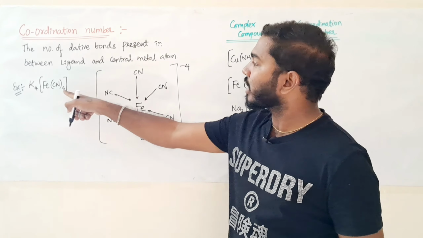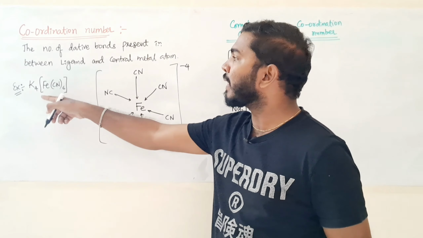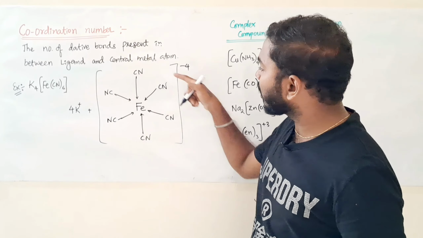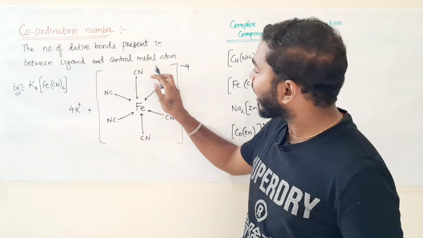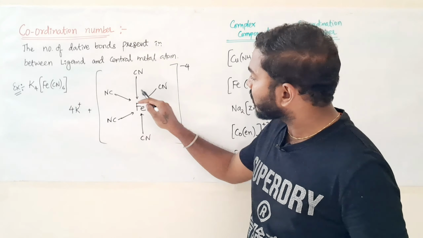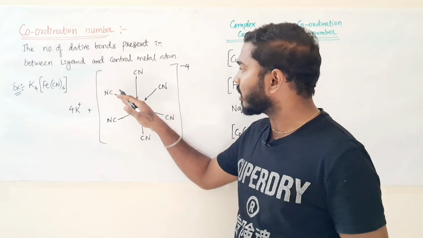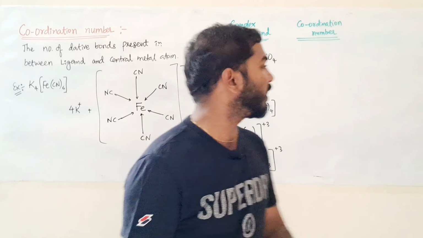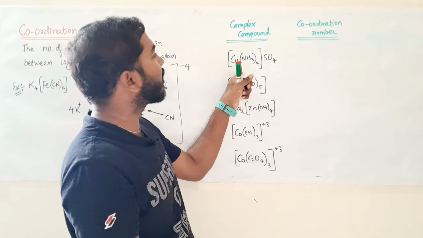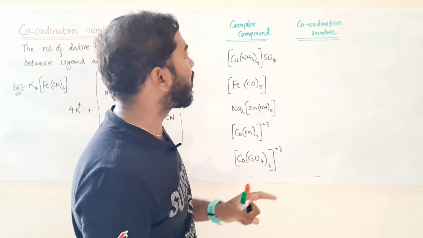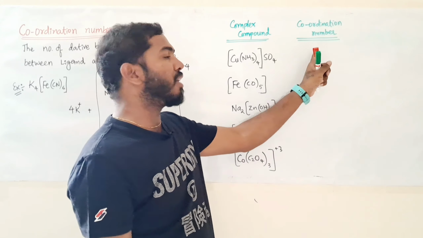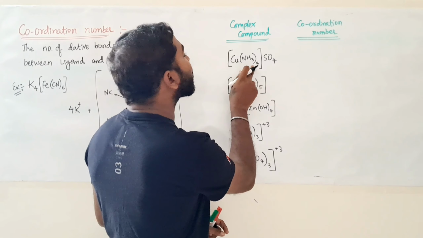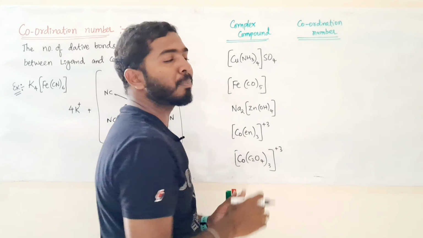If the coordination number is 6, then the expected geometry for that particular complex will be octahedral. And in the octahedral complex, around iron we have 6 CN groups. You could see 6 dative bonds around iron in this particular complex. Hope you understood. Likewise, for all the complexes, let's move to this particular table. I have given a few complex compounds and their coordination numbers, and you have to define the coordination numbers for all these complexes.